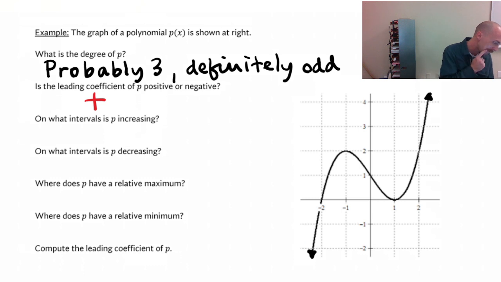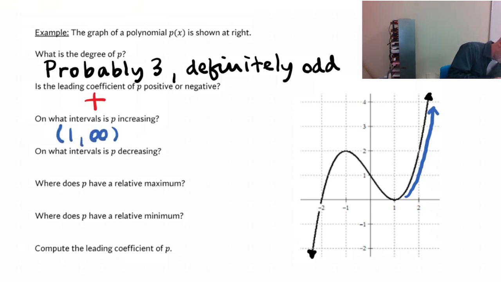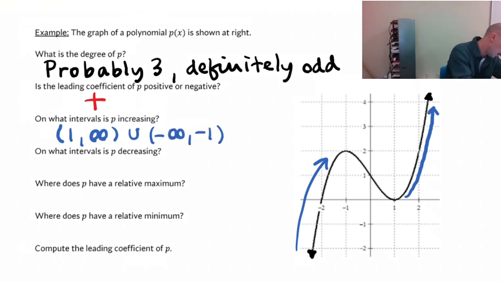On what intervals is p increasing? Well, increasing is where, as I move left to right, the graph is going up. So definitely when x is bigger than 1. But maybe I'll do this with interval notation: 1 to infinity, also before -1, so negative infinity to -1. On what intervals is p decreasing? Well, that would be over here where it's not increasing, between -1 and 1.